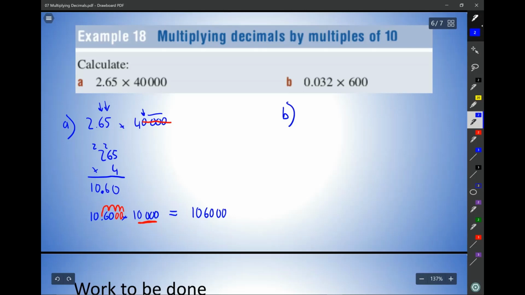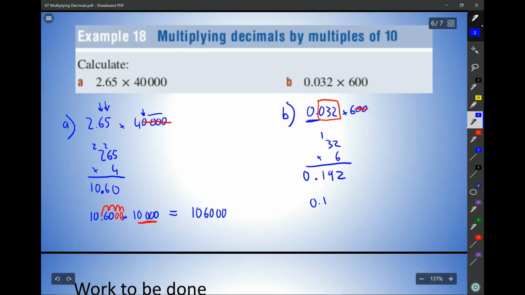And we can do the same up here. We can start off by ignoring the zeros and ignoring the decimal points. And just do 32 times 6. 2 times 6 is 12, 3 times 6 is 18, plus 1 is 19. Now we look up here at the question, and there are 3 decimal places in the question, so that means there are 3 decimal places in the answer.